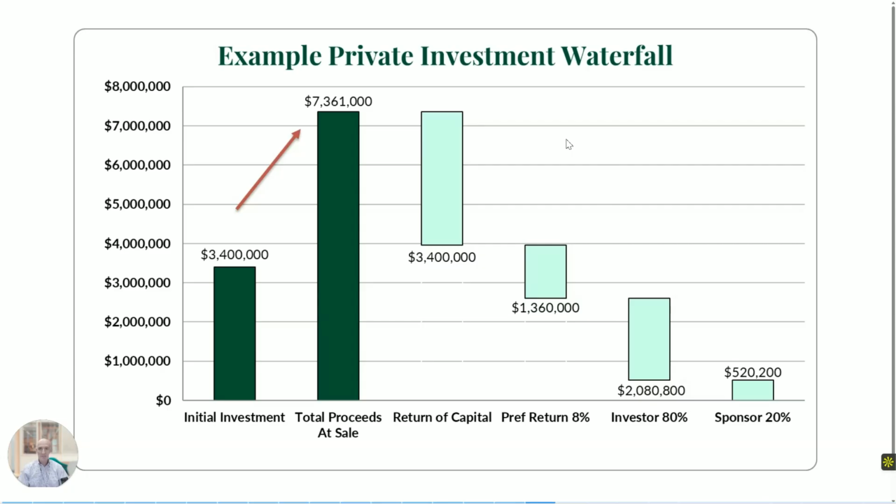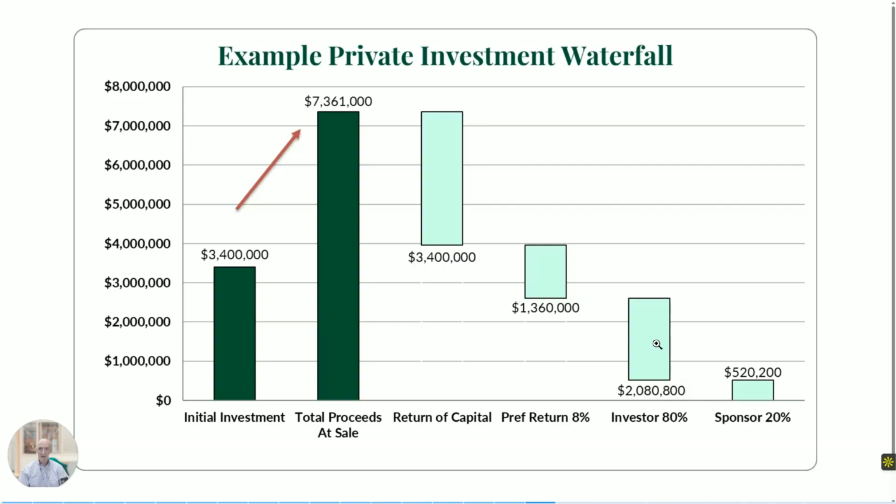Only after investors have received both their full capital back and their preferred return does the sponsor, the manager of the deal, receive their 20% share of the dollars that were remaining. This is $520,000 approximately. This sponsor's share is often called the promote or carried interest.